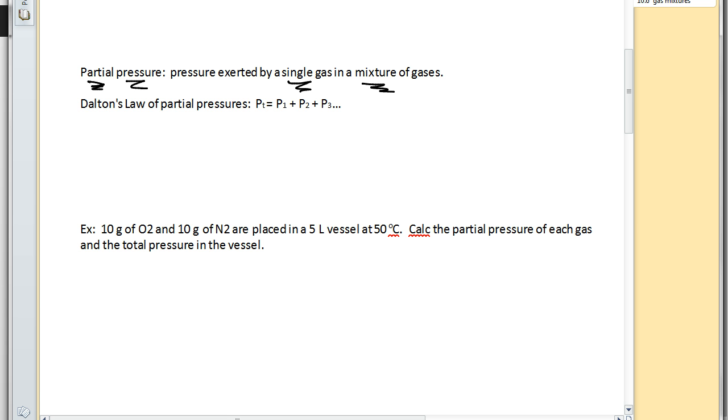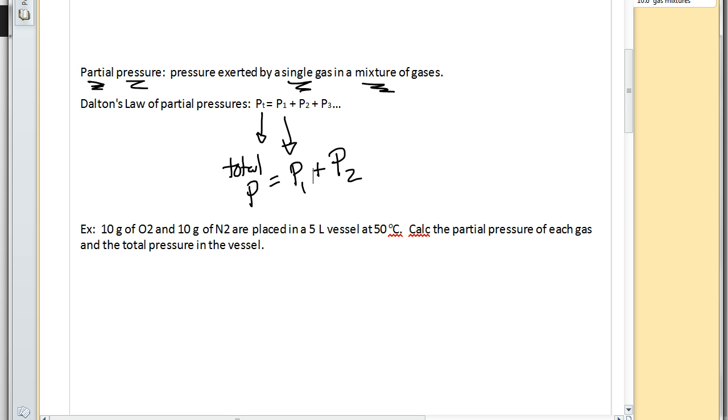We have Dalton's law of partial pressures, which is a useful law, and what it says here is the total pressure is equal to the sum of the partial pressures. Partial pressure 1 might be the pressure of, in the above example, the oxygen, and we could add that to the pressure of the nitrogen, and so on and so forth, and that would be equal to the total pressure within the container.